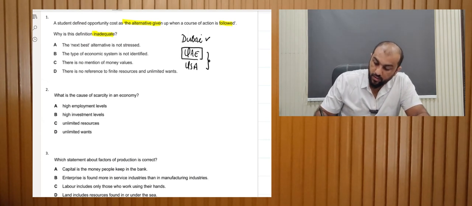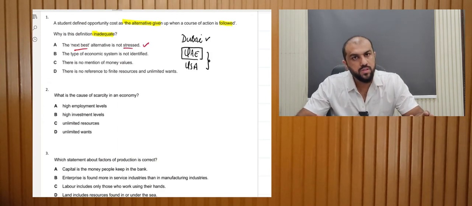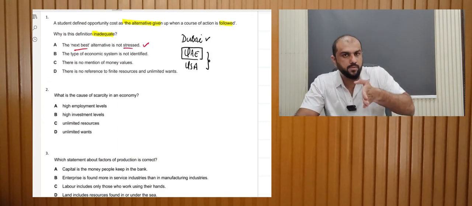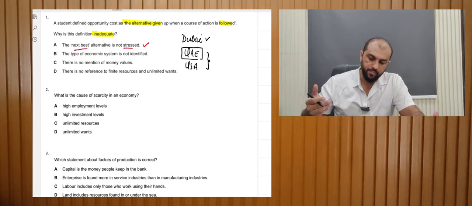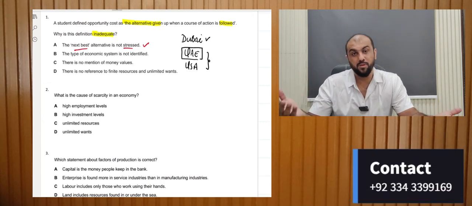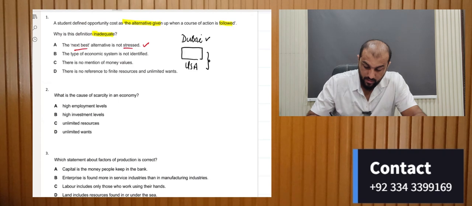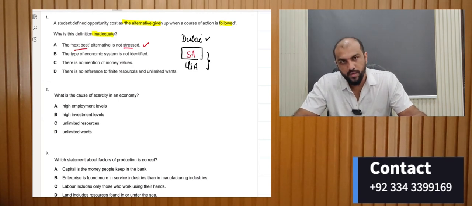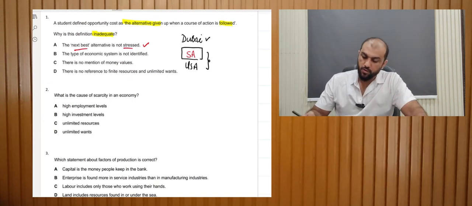So the correct answer is that the next best alternative is not stressed, which is important. It should be the next best. That is the only opportunity cost. So if I go to Dubai, in this case, Dubai and UAE are the same thing, it doesn't matter. So let's say South Africa. If I go to Dubai, South Africa is my opportunity cost. Right? So let's move on to the next MCQ.